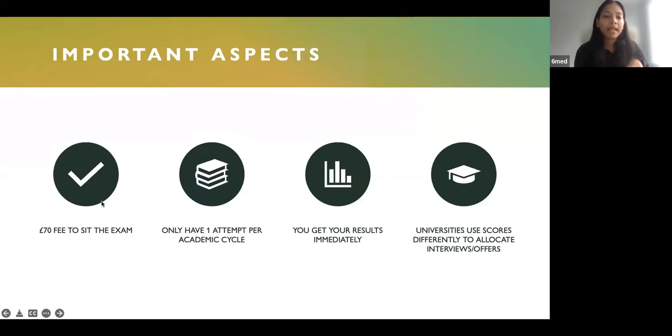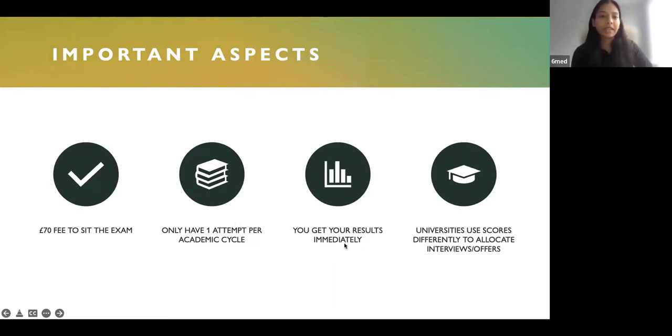You need to remember that you can only have one attempt per academic cycle. What I mean by that is, if you're writing the UCAT this summer and you don't do as well in the UCAT, you cannot retake the exam again this summer. You'll have to wait for the next academic year before you can take it, if that makes sense. So you only get one attempt.